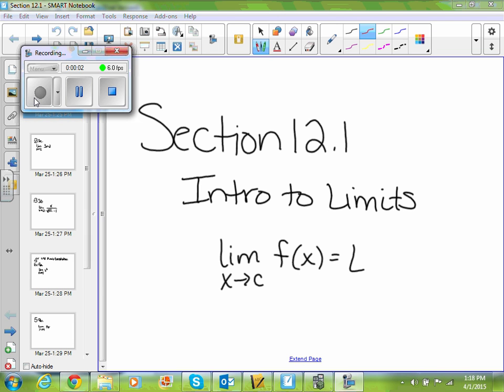Okay, so if I look at 12.1 and we're looking at limits, this right here is the definitional limit, which basically says as x approaches any constant value, your function will approach a different value.